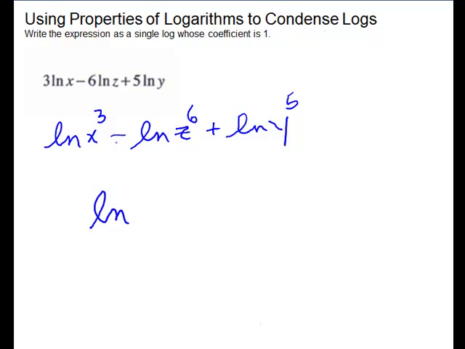So if you have the difference, then that's going to go on the denominator. So this one is going to go on the numerator. So that will be an x cubed. This one will go on the denominator. And this one will go on the numerator. So with minus, put that piece in the denominator, plus put that piece in the numerator.